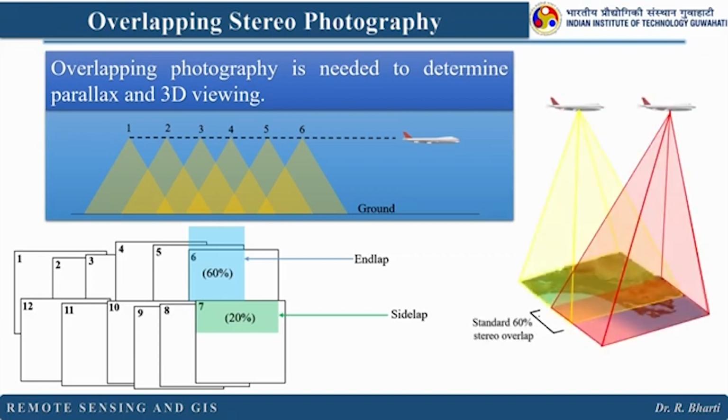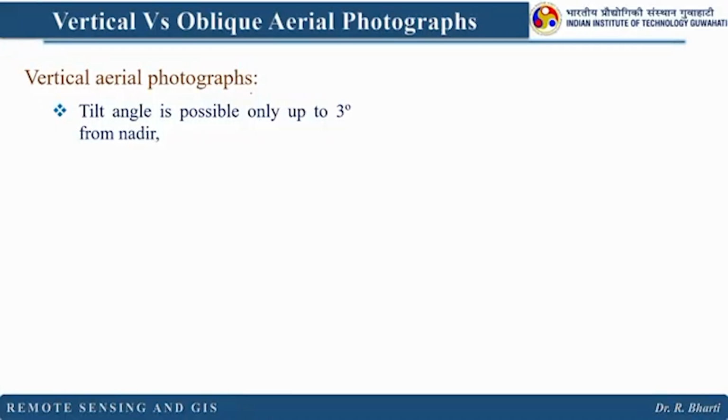So here you can see this is another example where the repetition in the first and second scene is 60%, right? So let us understand what is the difference between vertical and oblique aerial photographs and what we can do with vertical and oblique photographs. So in vertical aerial photographs, tilt angle is possible only up to 3 degrees from nadir. So in a vertical photograph up to 3 degrees is allowed.